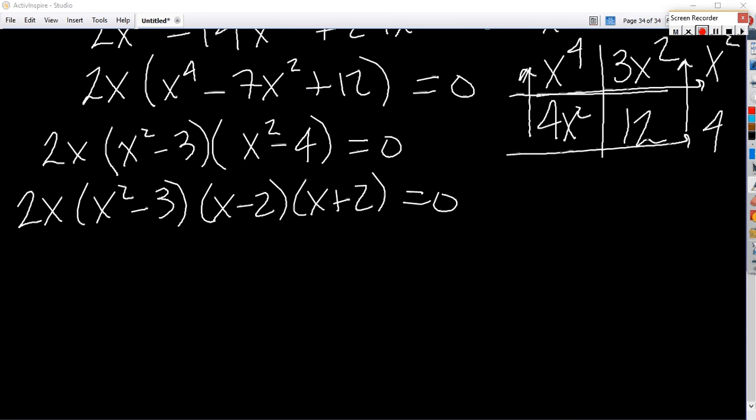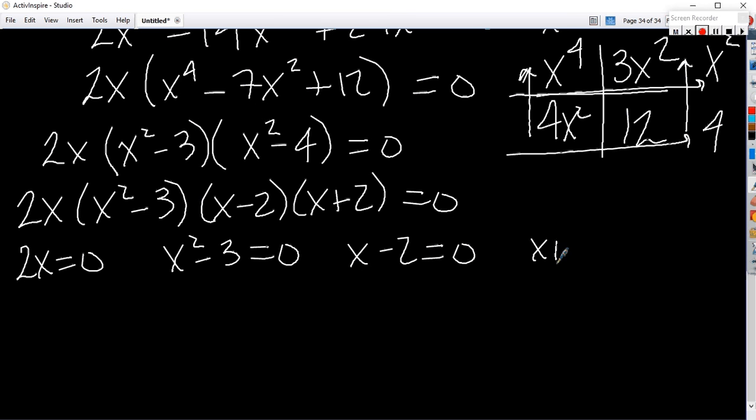So 2x equals 0, x squared minus 3 equals 0, x minus 2 equals 0, and x plus 2 equals 0. I thought they had to get rid of that x squared. We're going to get rid of it when we solve. When we divide by 2 here, we get 0. This is going to be 2 steps.